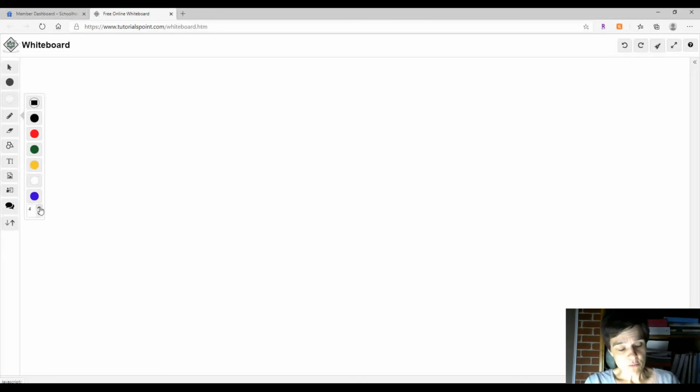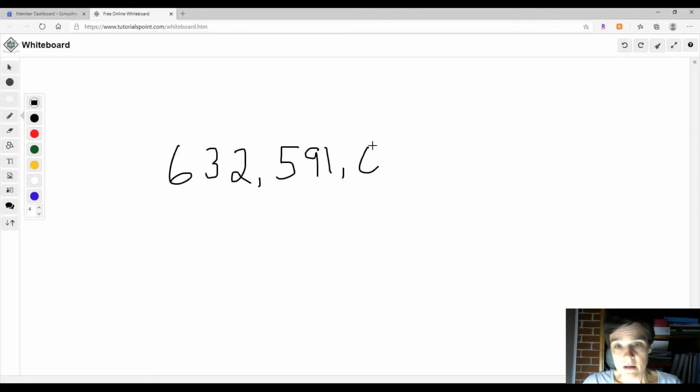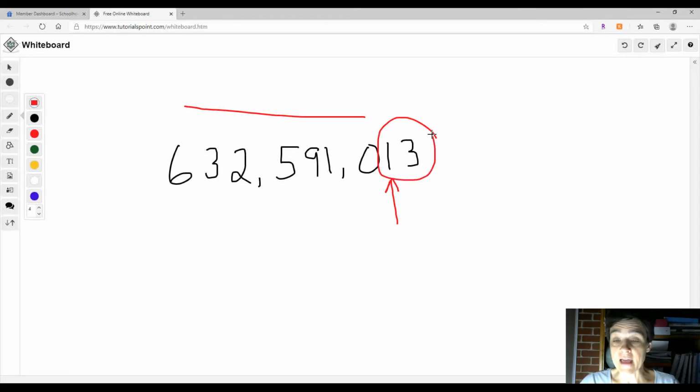Number 13. You're going to round that number to the nearest whatever it says. I know you have trouble on these, but these are very important. 632,591,013. Now, the first one says round to the nearest 10. None of these are decimals. These are all just whole numbers. The nearest 10. What number's in the tens place? All these numbers will be the same. The only numbers that will change are the last 2.